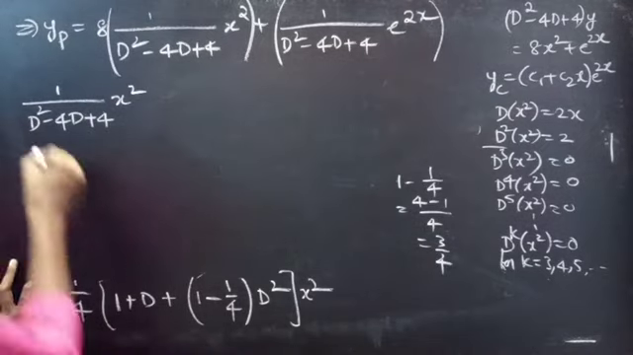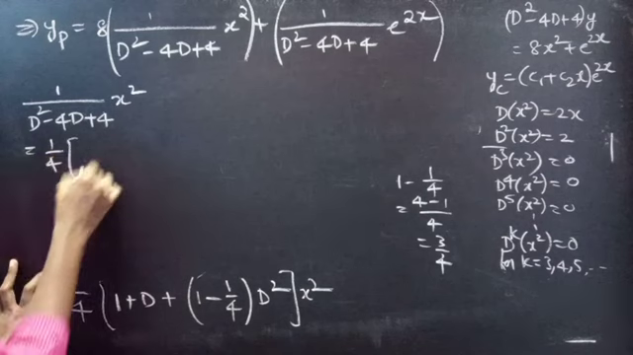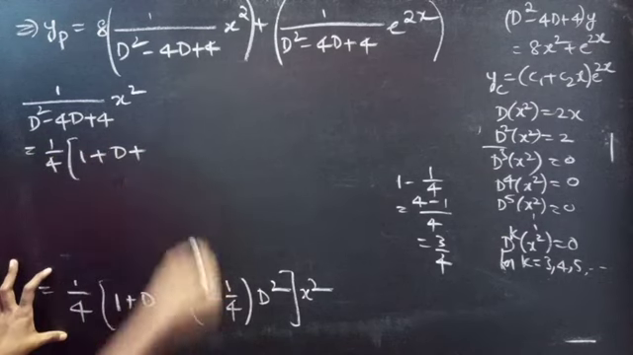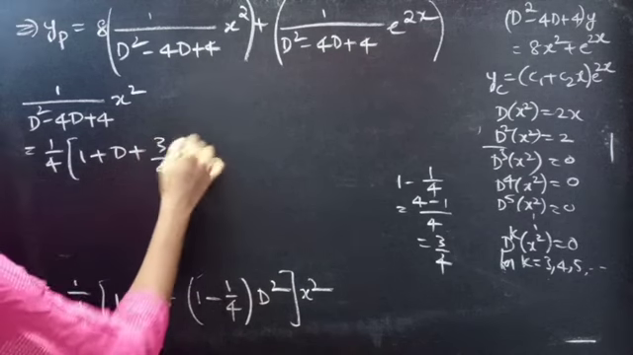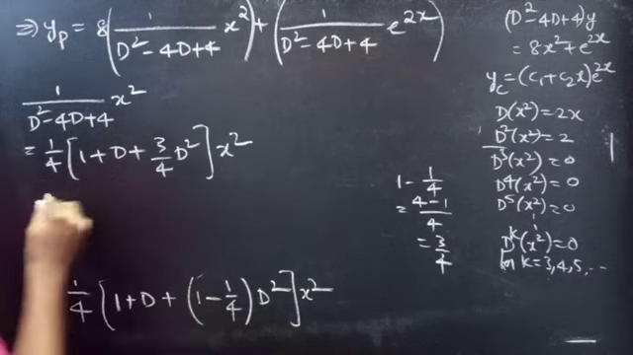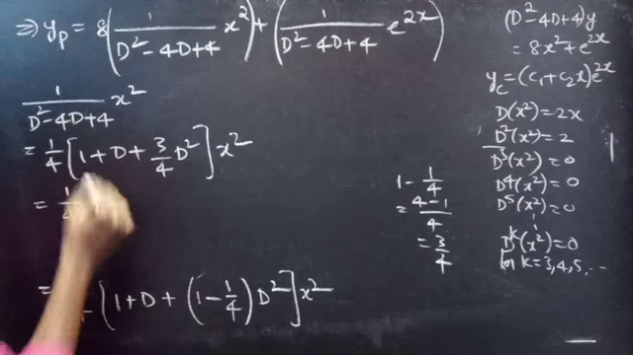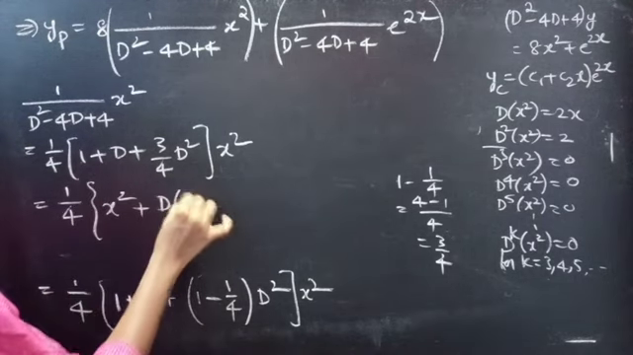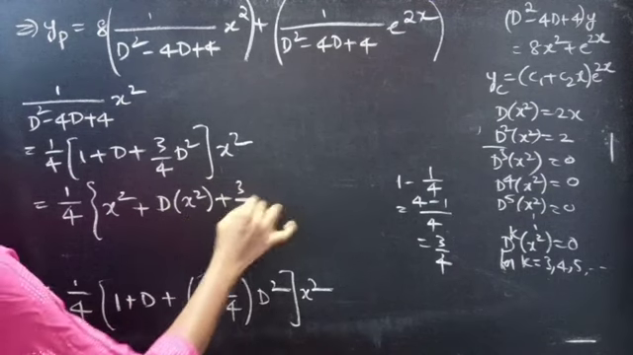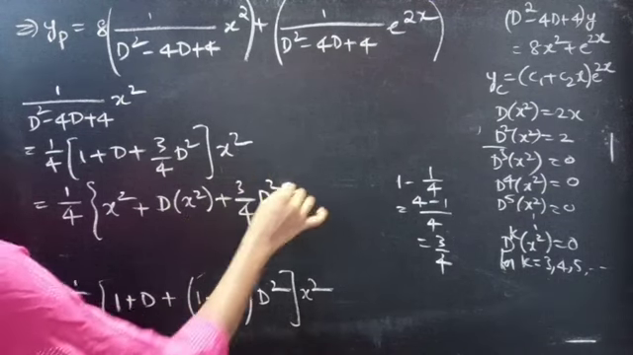Now we can write this as 1 by 4 into 1 plus d plus (1 minus 1 by 4, which is 3 by 4) into d square, into x square. This becomes 1 by 4 into 1 into x square, which is x square, plus the derivative of x square, plus 3 by 4 into d square of x square.